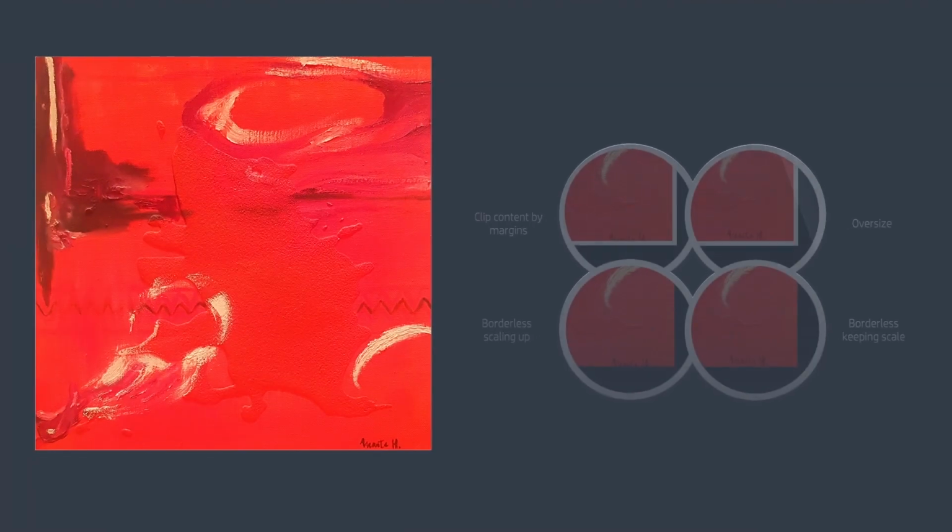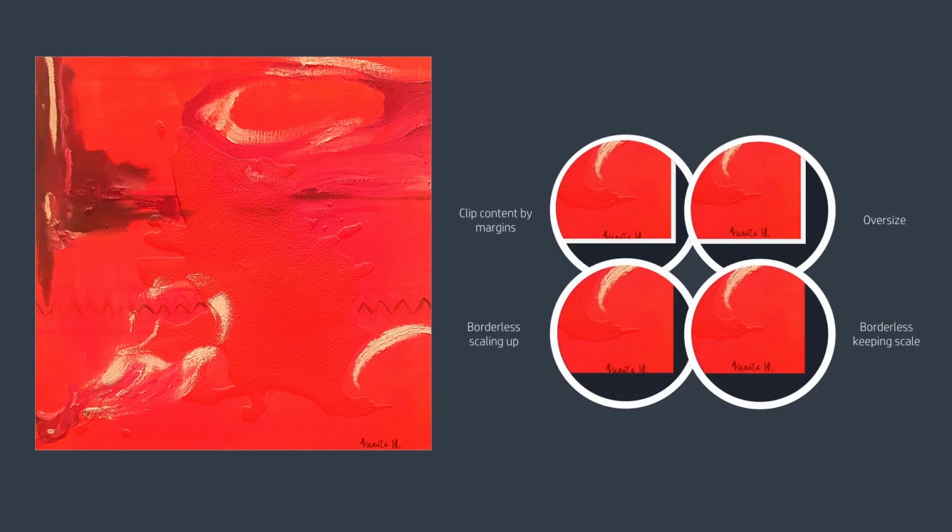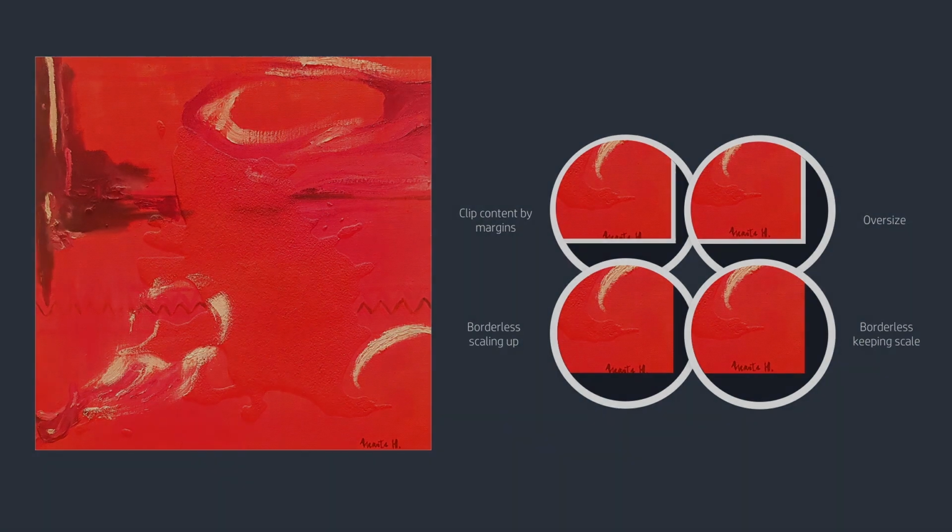Borderless keeping scale and oversize can be especially useful when printing images with content that is near to the sides. Here is an example with an art reproduction, where the signature is maintained only using these two options. Borderless keeping scale is designed for those cases in which customers need to print borderless, maintaining the scale.